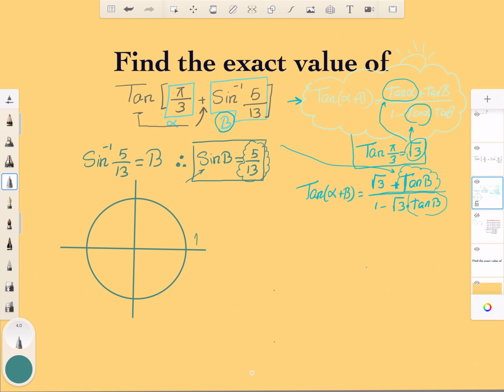So this is plus, that's minus. Now the question is, where should we draw a triangle? Sine of beta is positive. Sine is positive in quadrant 1 and quadrant 2. And sine has an inverse in quadrant 1 and quadrant 4. So therefore, we need to draw a triangle in quadrant 1 because it's positive and it also has the inverse there.